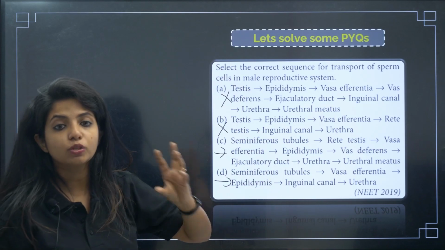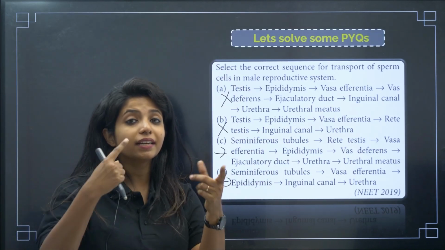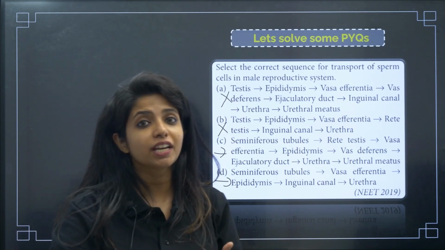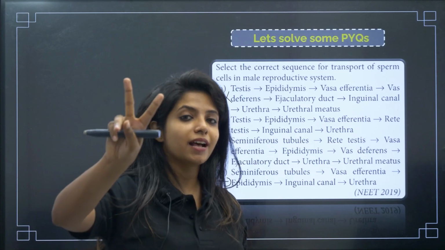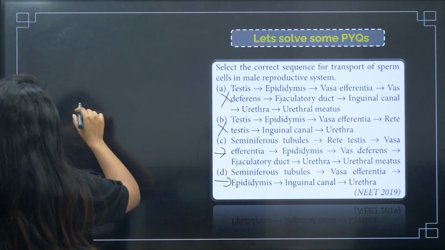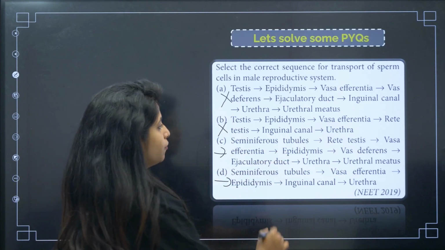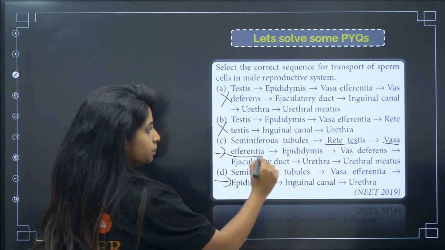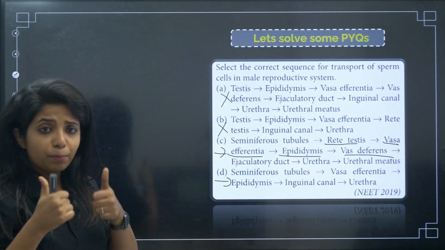So let's start with seminiferous tubules. After seminiferous tubules, what was the thing? You had tubuli recti, remember? After tubuli recti, rete testis. After rete testis, RVEV: vasa efferentia. After vasa efferentia, epididymis. After epididymis, the last V, vas deferens. So basically, come over here, let's see. Seminiferous tubules is there, fine. Rete testis is there, fine. Vasa efferentia is there, good. Epididymis is there, good. Vas deferens is there, perfect.